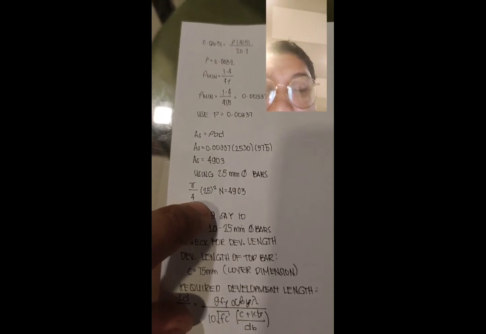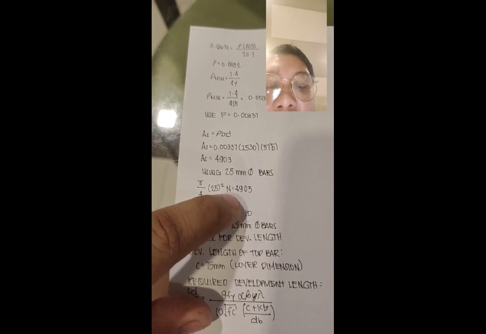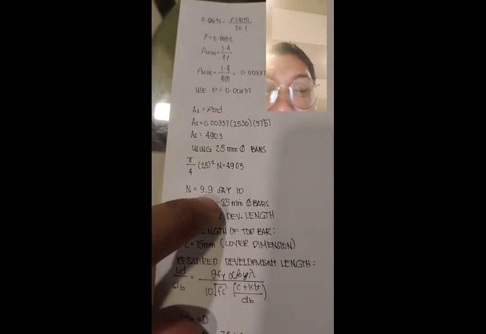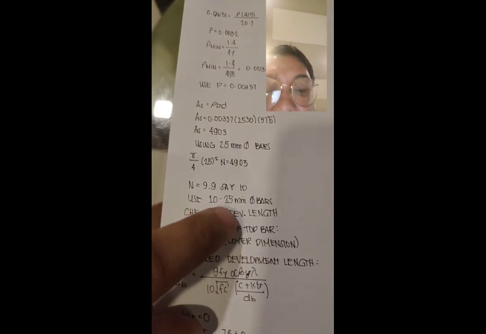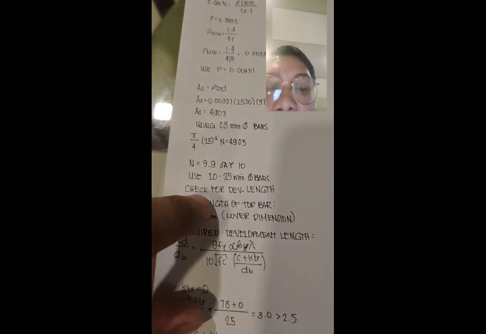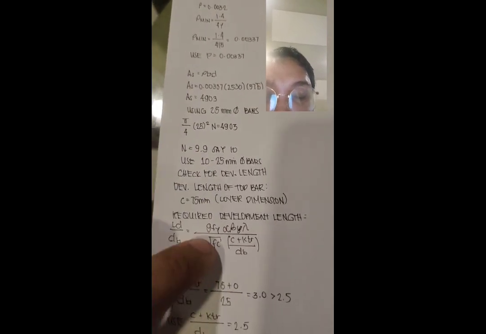We're putting it here. So, pi over 4 times 25 na mm diameter bars is squared and is equals to 4905 na area of steel. Now, and here is 9.9, say 10. Use 10 na 25 mm diameter bars.